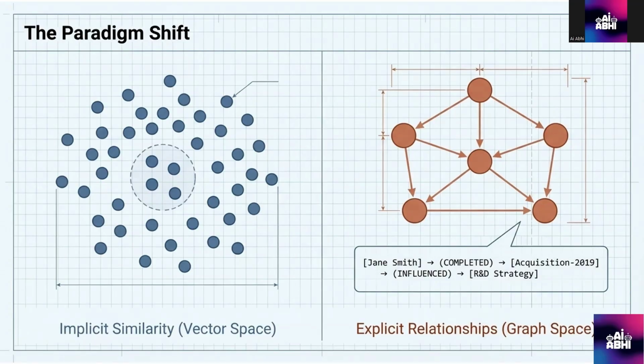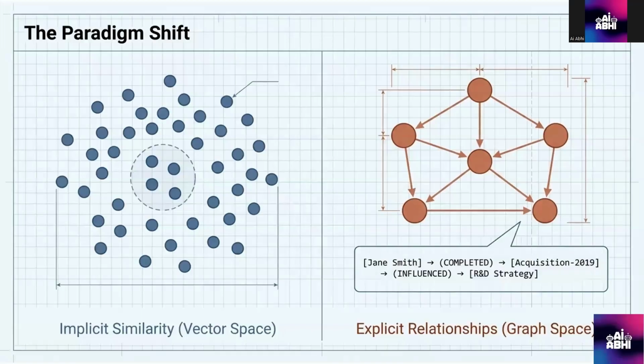you store it as three nodes. The first node is acquisition 2019. The second is Jane Smith, the CEO. The third node is R&D strategy. And the edges are: between Jane Smith and acquisition, "completed", and another edge, acquisition 2019 "influenced" R&D strategy. So influence is the relationship.